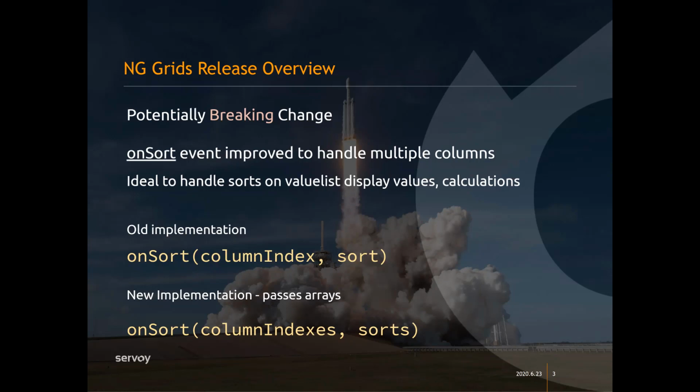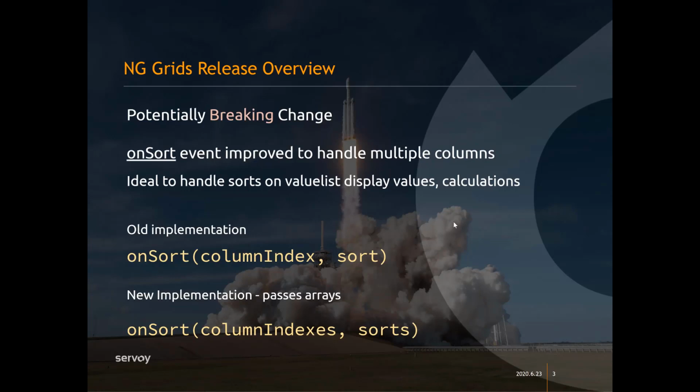And if you are using one of those sorts, it now sends in multiple columns, so you'll have to refactor that method. So you can see the old implementation just passes in the column that was clicked or the index of the column that was clicked and what the direction was, either ascending or descending. And now it's going to pass in an array of column indexes and an array of directions for the sort.